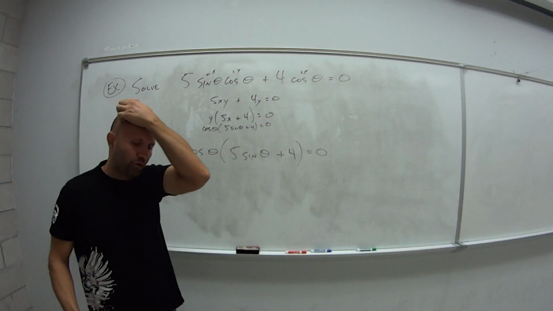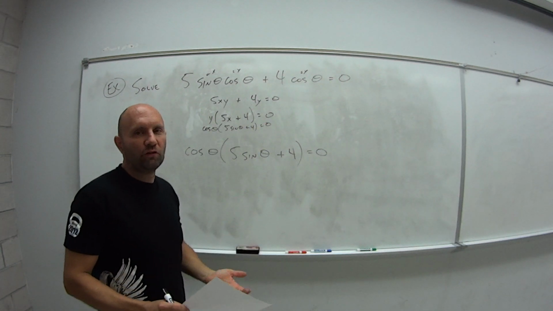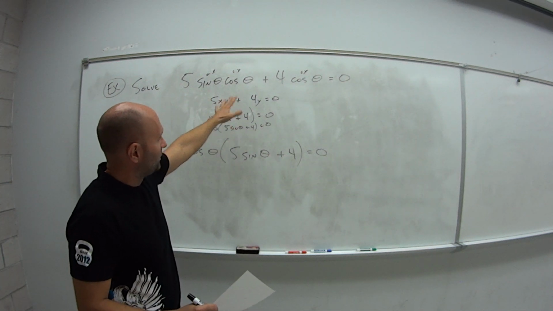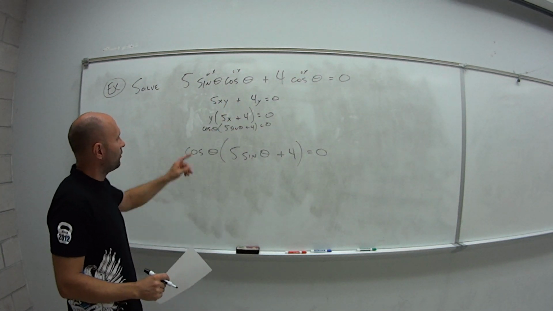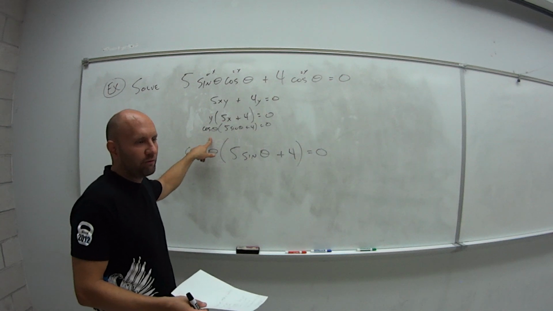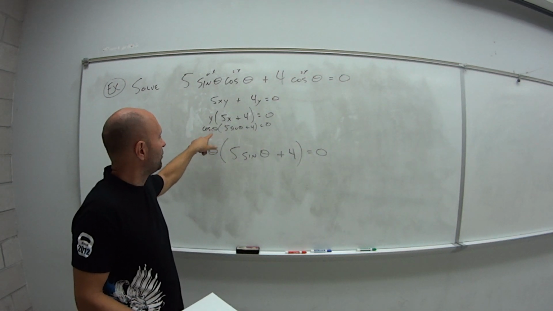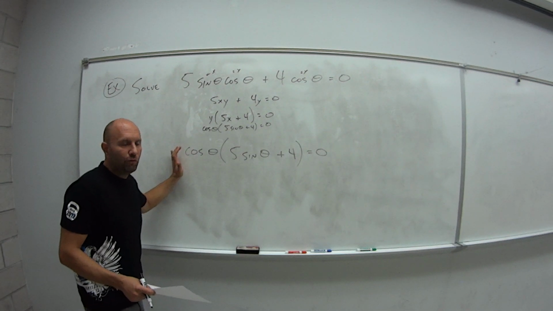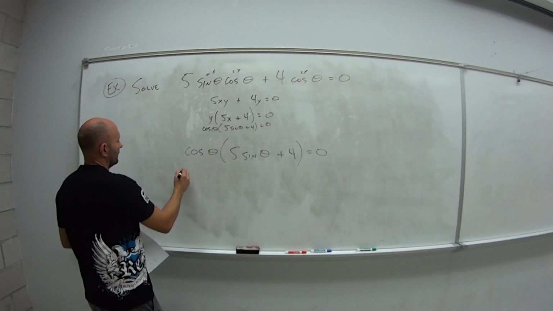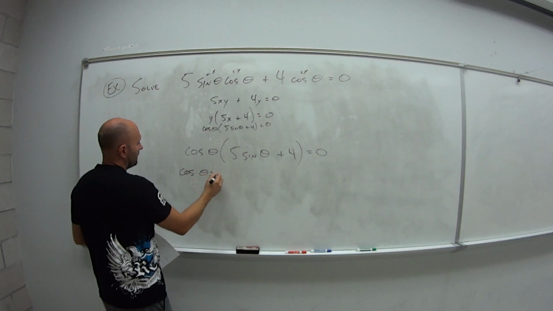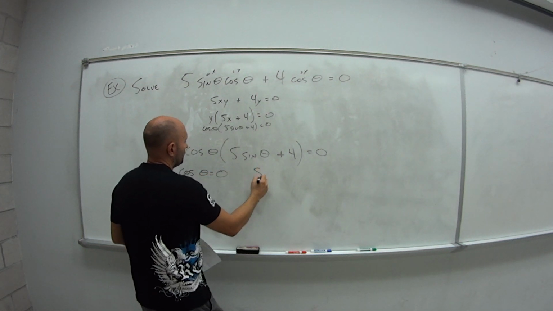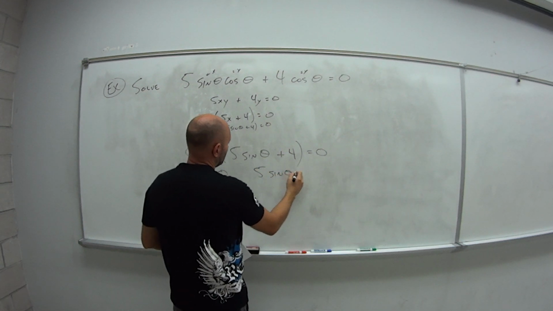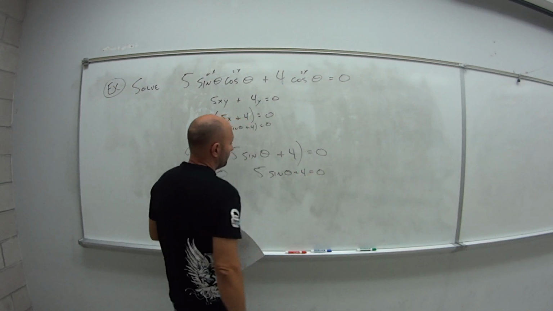It's just that if you struggle figuring out what's the first step I'm supposed to do, sometimes changing them to x's and y's helps, but make sure you put it back to the trig function, because you're not trying to solve for x or y, you're trying to solve for this trig function. So now we have two factors. We can use the zero product property again. So cosine of theta is 0, or 5 sine of theta plus 4 is 0.